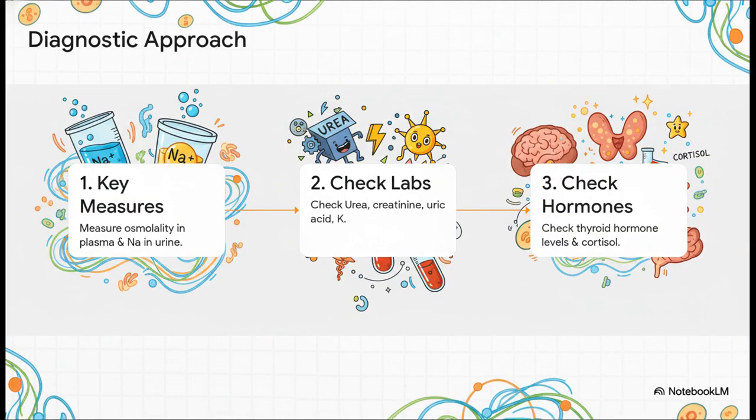So since the stakes are so high, you absolutely need a systematic approach every time. First, you have to get a plasma osmolality and a spot urine sodium concentration. These are your most important initial tests, period. Second, get a full chemistry panel. Make sure it includes urea, creatinine, that super helpful uric acid level, and of course, potassium. And third, because endocrine disorders can cause this, you need to screen for them by checking thyroid hormone levels and a cortisol level.